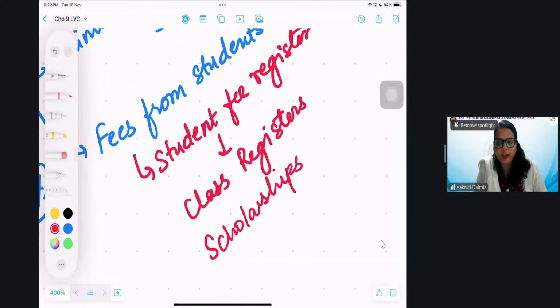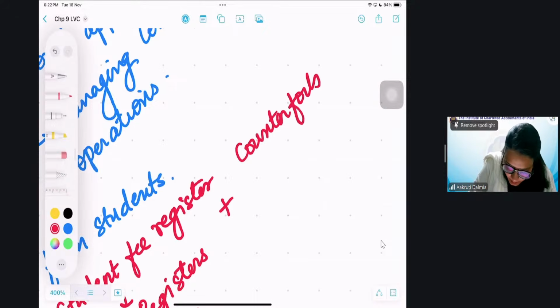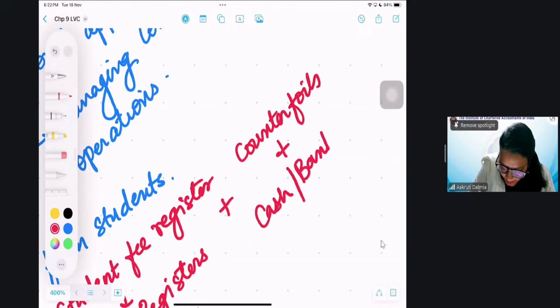So if we have to check the fees properly, we should also get what? Scholarship details. Here, we can also check what? We can check counterfoils, plus cash book, bank book I can check properly, fee register is there.